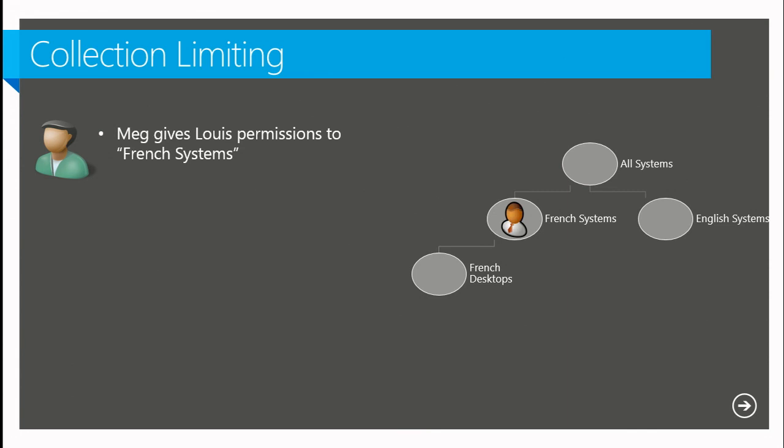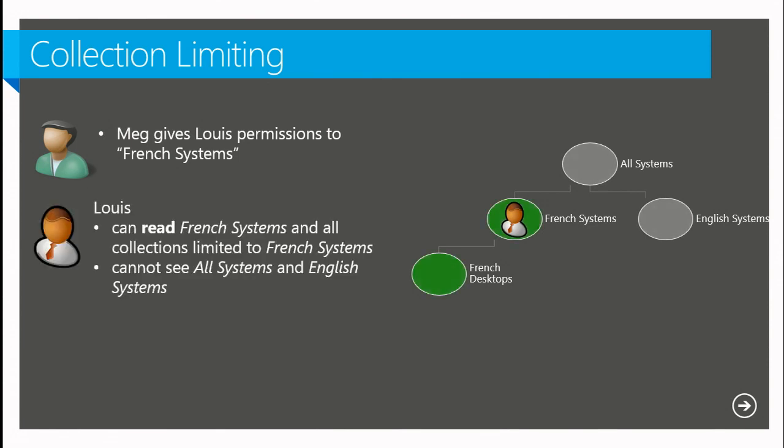So we've created a French collection. It's called French Systems. However, in this case, it's limited off the top level collection, which is the All Systems collection. All of the systems in your organization are in that collection, and you create a sub-collection that is limited to all of the devices that are in that top level collection. So you've got a hierarchy of collections. And then Meg does the creation of this collection so that Louis can see the devices that are in this particular French Systems collection.